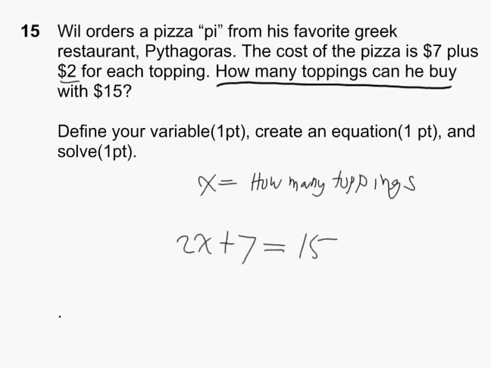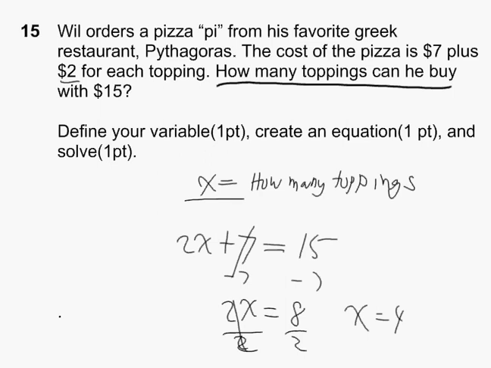Now, technically, this is probably an inequality, but we're using it as an equation. So I'm going to subtract 7 from both sides using my algebra. I get 2x equals 8. Divide both sides by 2, and x will equal 4. And if I go back to what I defined, therefore, Will can buy 4 toppings.